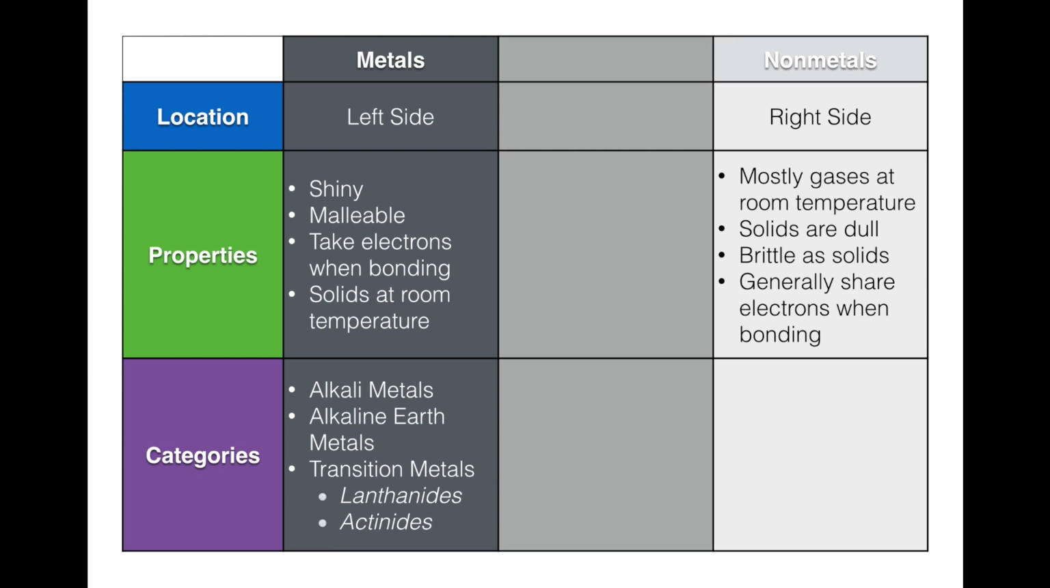So let's go ahead and fill out our graphic organizer right here. Okay, we have our metals, we filled all that out. Nonmetals, they're on the right side, which is the opposite of metals. Nonmetals, like I said, are mostly gases at room temperature. Bromine's a liquid, carbon's usually a solid. When they're solids, they're dull colored, they're not shiny. They're brittle, which means they break easily, and they share electrons when bonding. Okay, so that's the basics of nonmetals.